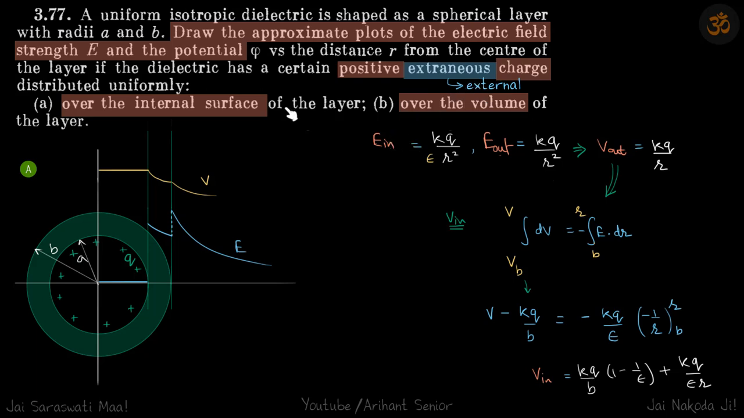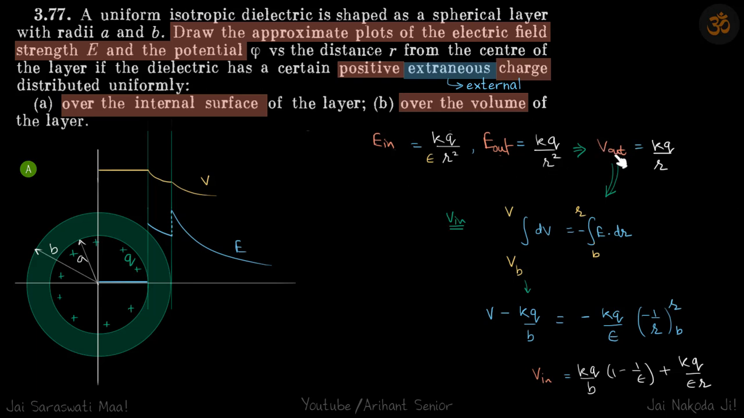So let's find the field and the potential for this, and in the second case we'll see what happens when the charge is distributed over the volume. So in this case, this charge we can concentrate on the center, and the field in between, inside the dielectric, will simply be kq by epsilon r square, and E out is kq by r square, because for an outside point, it is not inside a dielectric, so it's simply kq by r square.